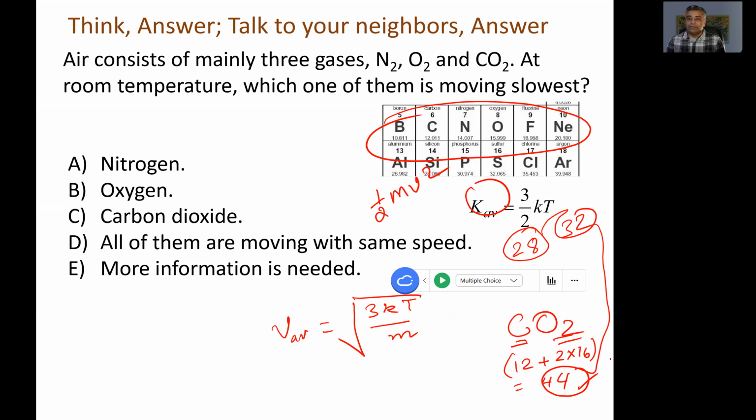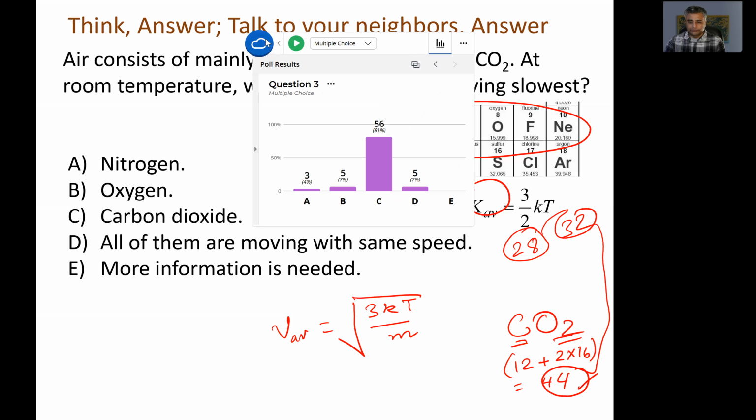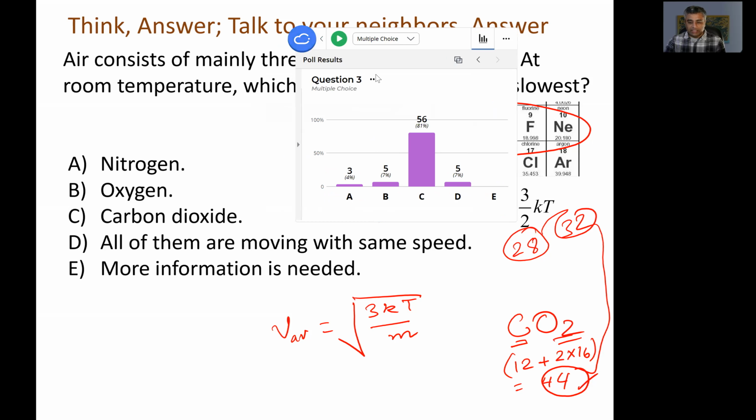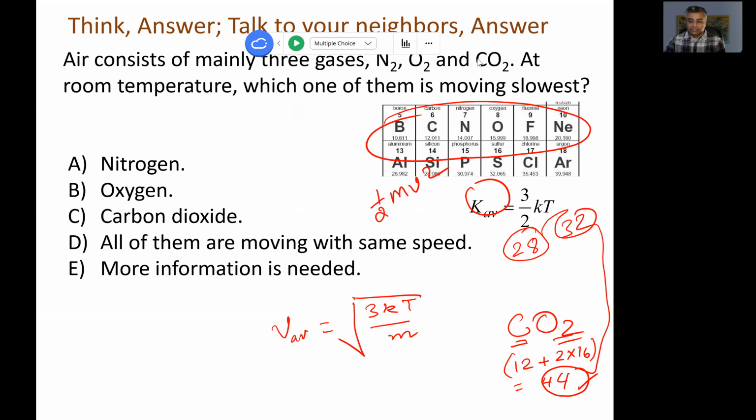So heaviest moves slowest. That means it's going to be the carbon dioxide. Did I poll on this? Looks like I did, and most of you figured it out just fine. So you are becoming experts on this.